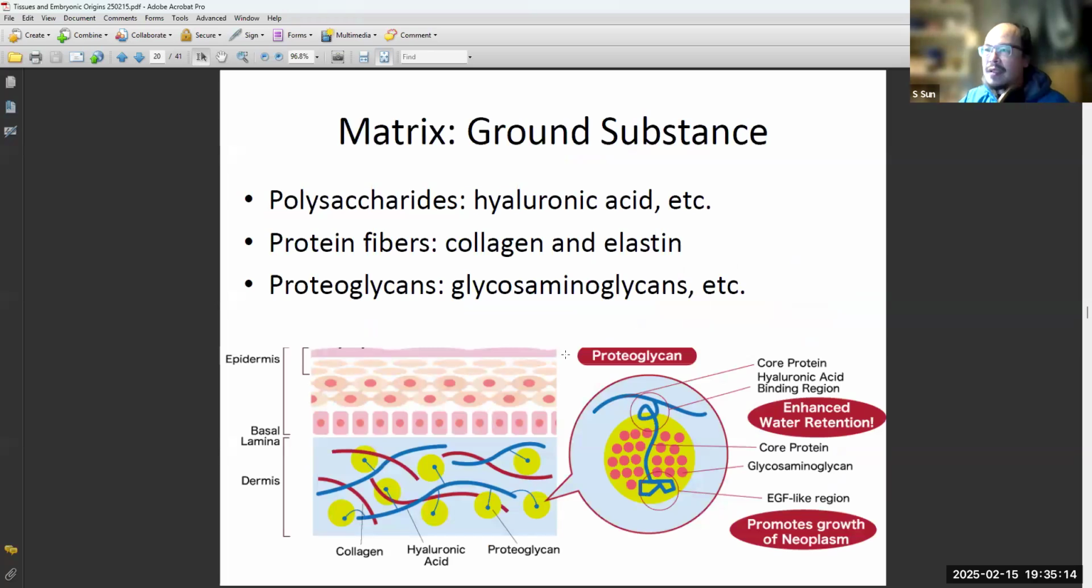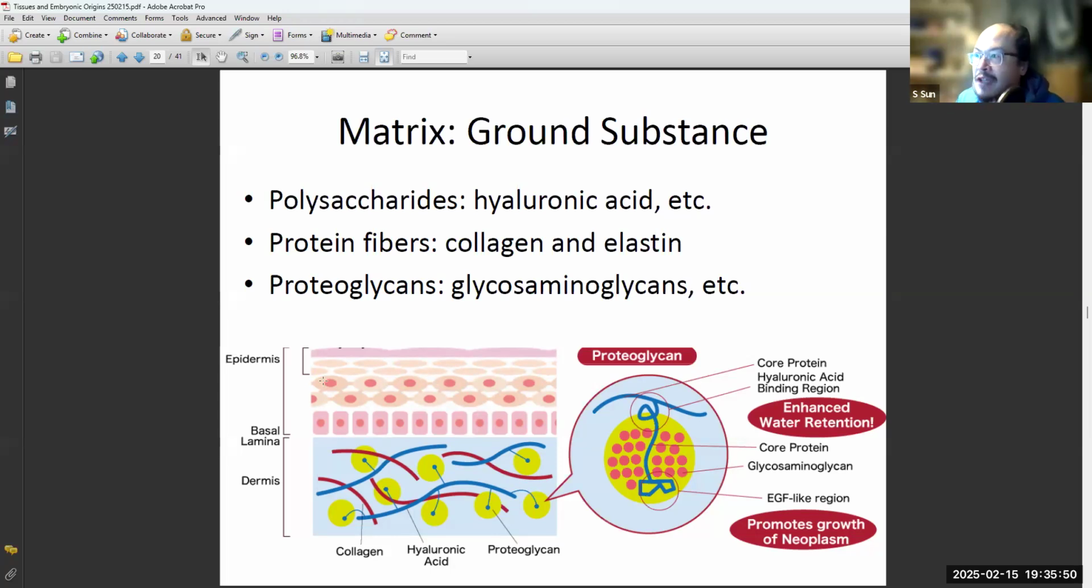So that's the cell. Now, cells are sitting inside of matrix, just like you laying on the matrix, on your bed. So what is the matrix? Matrix includes polysaccharides, protein fibers. It also includes proteoglycans. In fact, all of these are secreted mainly from fibroblasts.